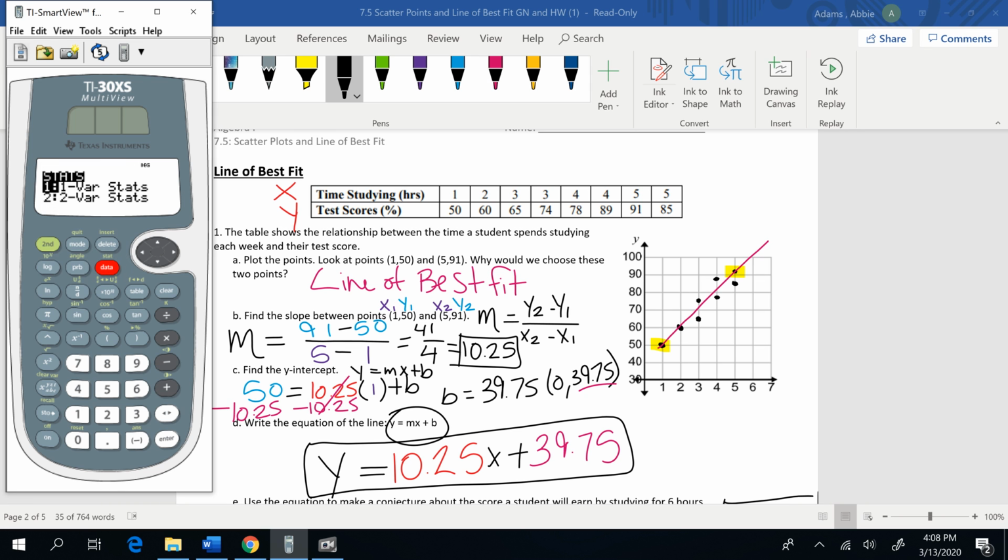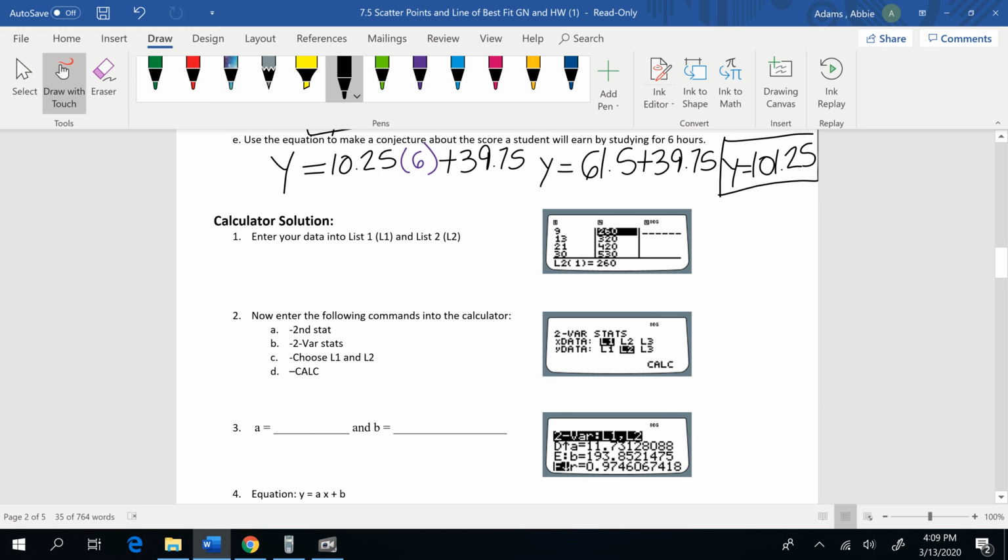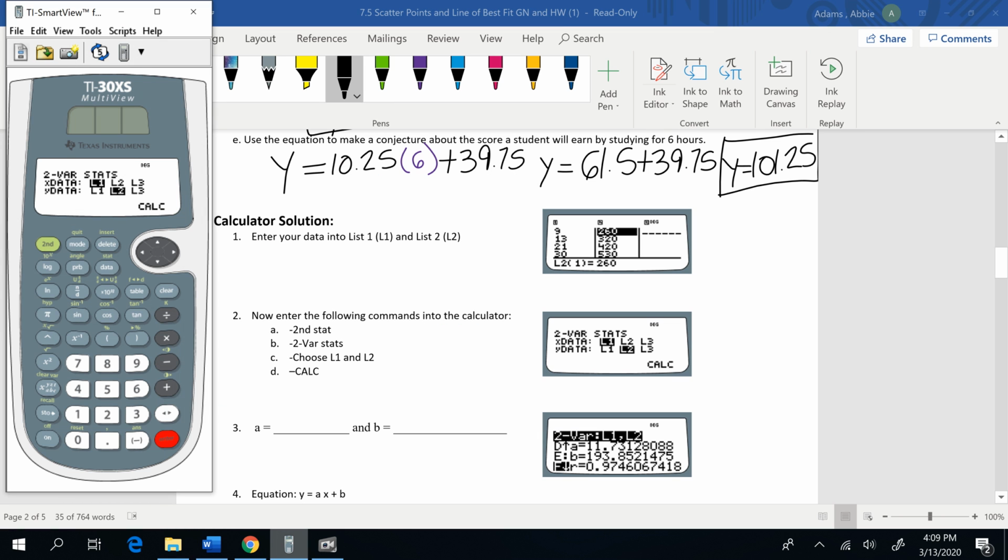Once we've entered in that information, we're going to go to second data in order to calculate some stats here. Now, we have used two variables, x and y, so we're going to do some two variable statistics. So press enter on second, and our x data should be L1, y data should be L2. So let's calculate.